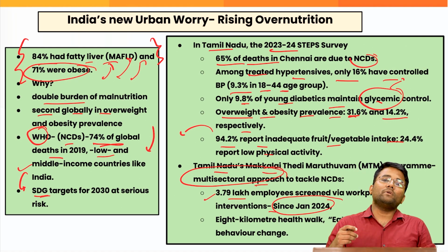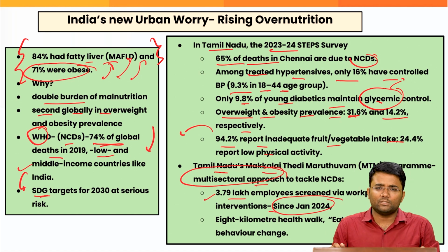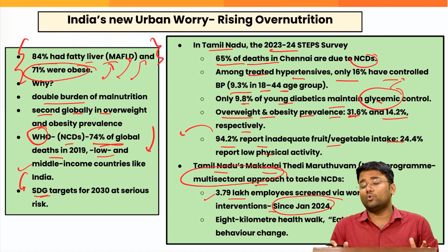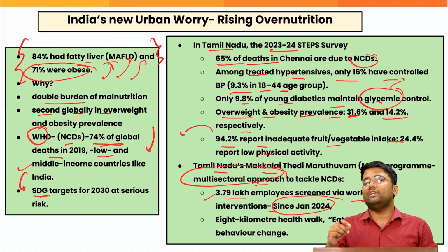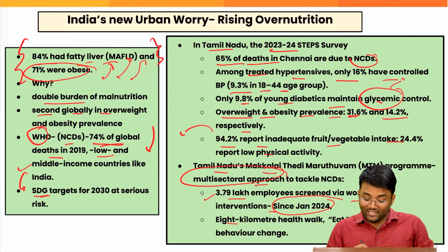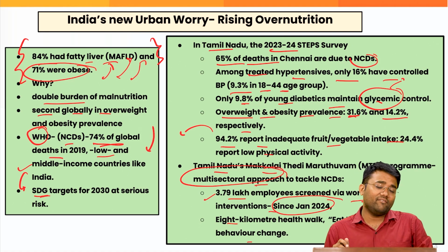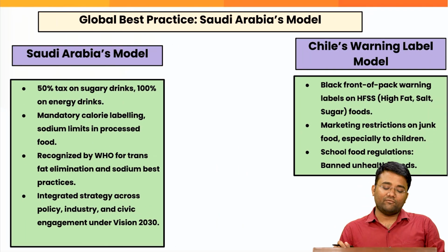That is the reason screening is important in the first case, because people on their own will not go for the test, since they think they are completely fine and there is no need of any support. That is why screening at the workplace will lead to better interventions. Also, an 8-kilometer health walk which led to an Eat Right challenge was promoted, and that will again lead to behavioral change and can address the sedentary lifestyle of the people.